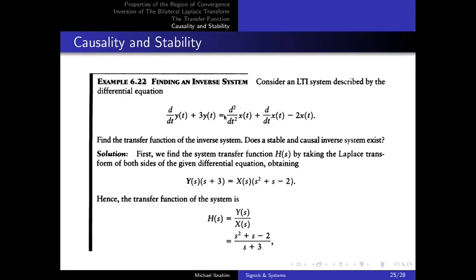So let's start by finding the transfer function of this system. Applying the linearity and the differentiation in time domain property, we'll have sY(s) plus 3Y(s) equal to X(s) times s squared plus X(s) times s minus 2, which will be of this form. So the transfer function of this system will be H(s) equal to (s squared plus s minus 2) over (s plus 3).